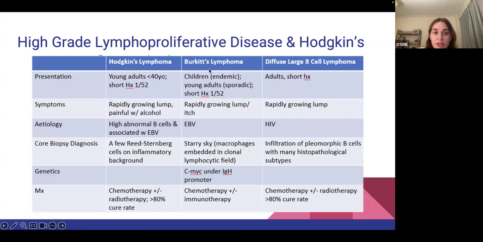Burkitt's lymphoma is a cancer that tends to occur in quite young children, and it's a rapidly growing lump that's also associated with EBV, but the biopsy will show this starry sky appearance. Whereas diffuse large B cell lymphoma is a cancer of the older and it's associated with HIV. Again, it'll be a rapidly growing lump, and it will have this infiltrative histological picture.